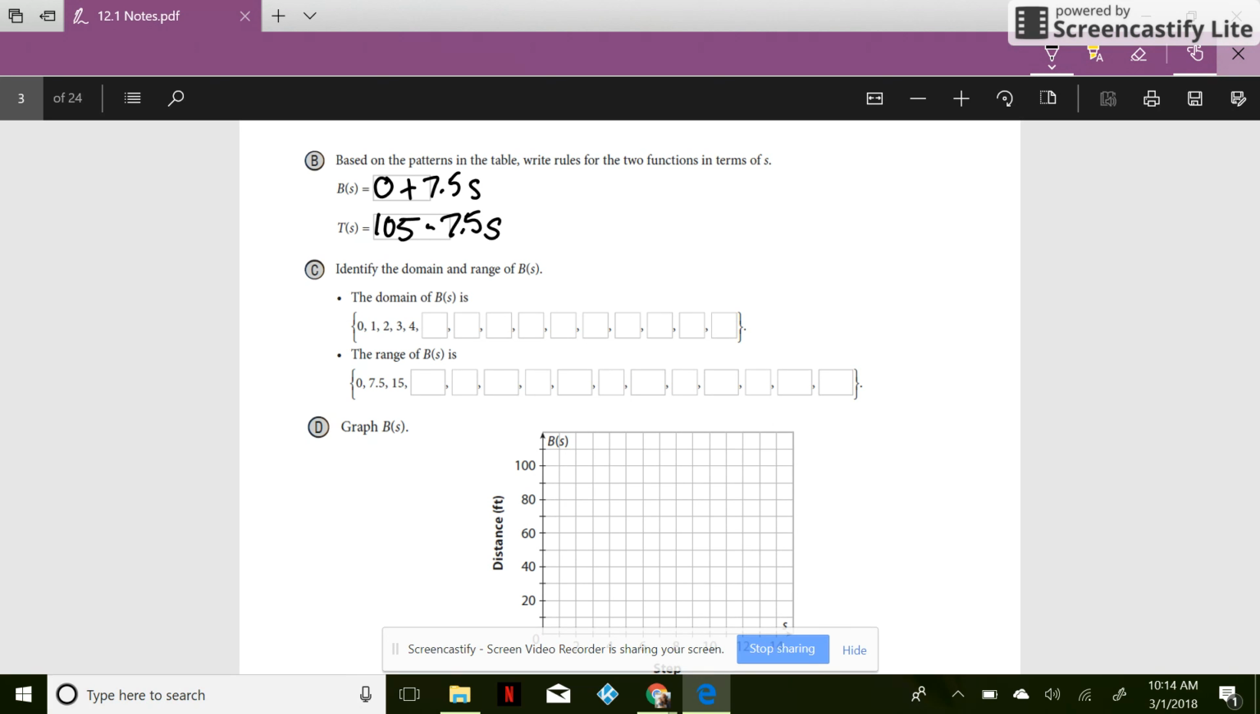So the domain, what are all the possible inputs? Well, they have to be whole numbers. You can't go on a partial stair. So it'll be 1, 2, 3, 4, 5, 6, 7, 8, and so on until we get to the 14th step. The range, what are the y values? What are the distances? Well, that's going in intervals of 7.5. It started at 0, and then we had 7.5, 15, 22.5, 30, 37.5. Again, going in increments of 7.5 inches until we get all the way to 105.